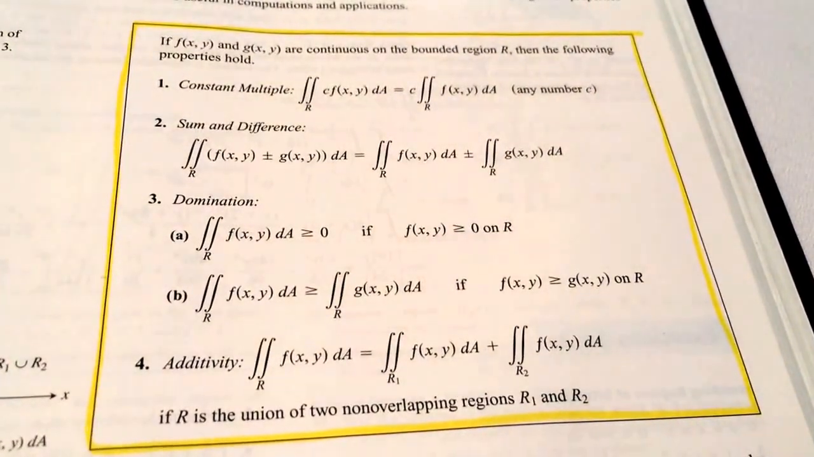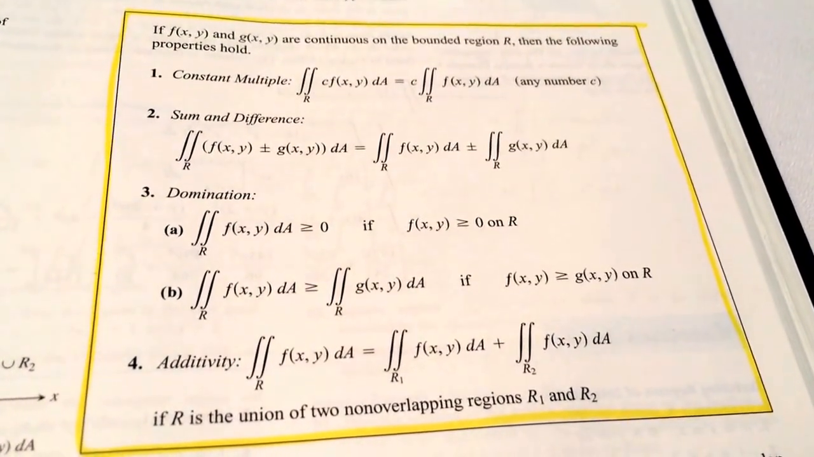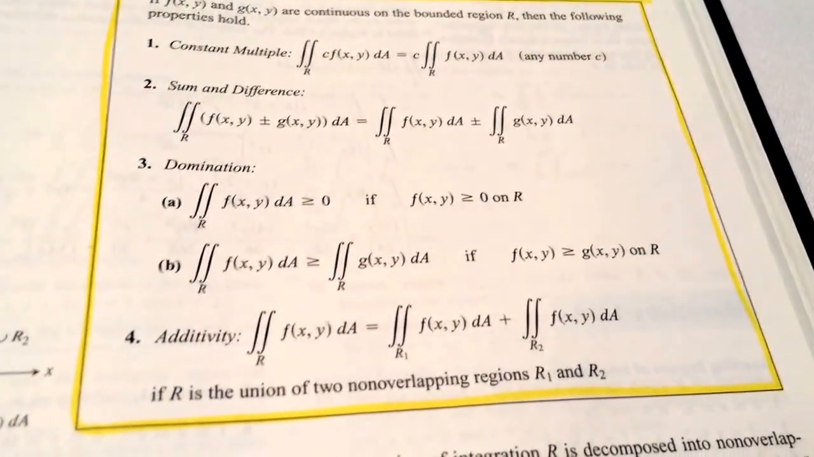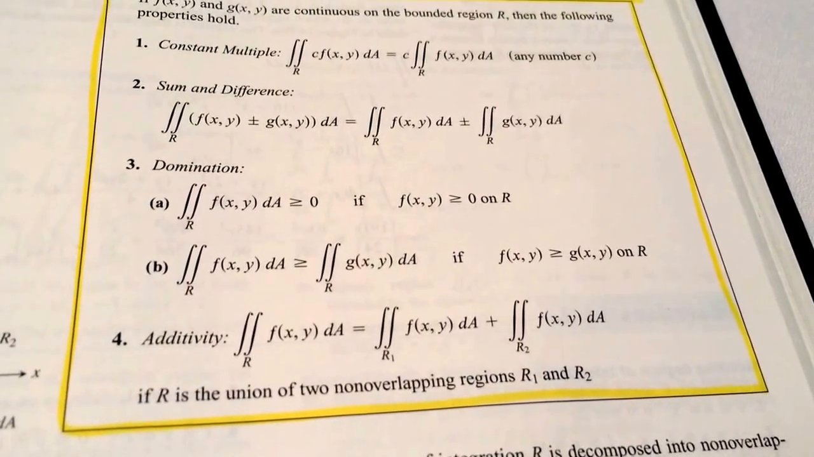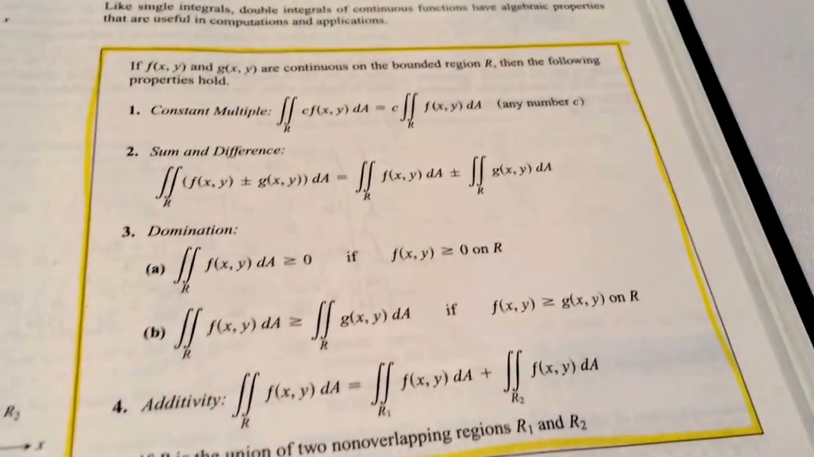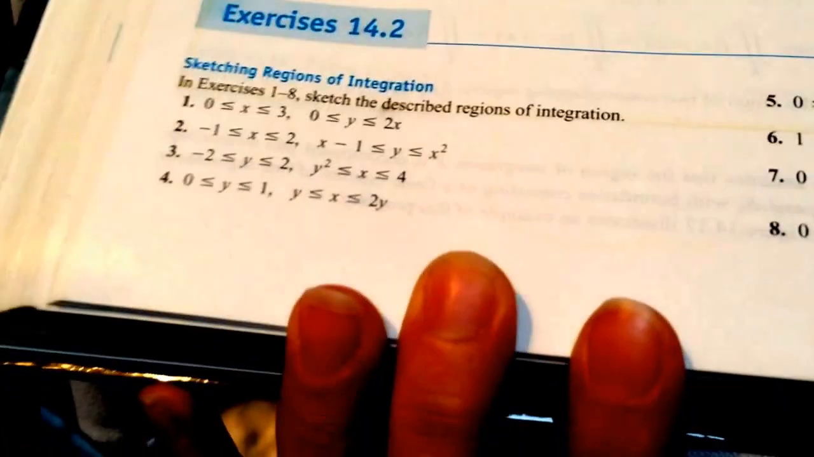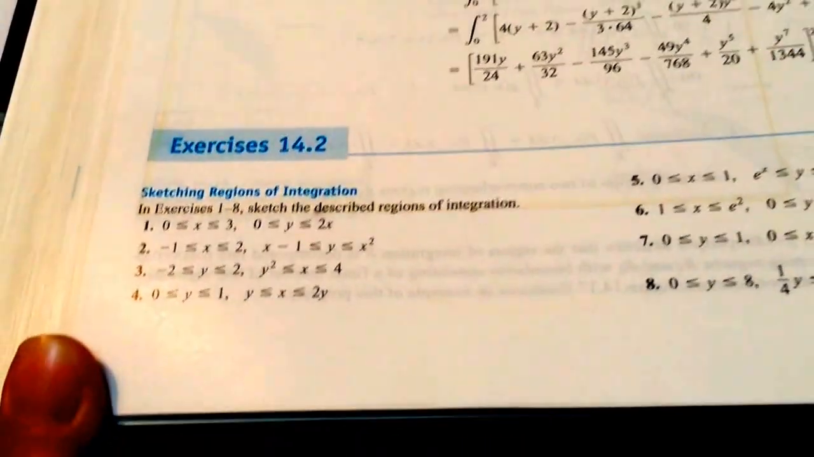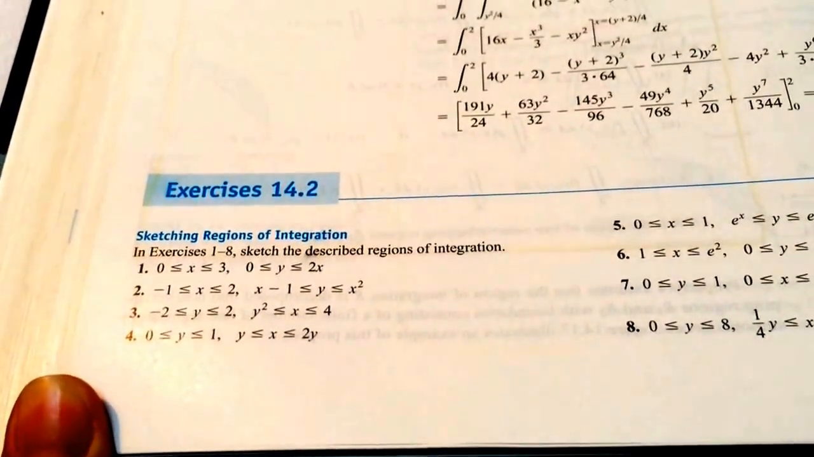Then page 773 has just some properties of integrals. This is showing you that the same kinds of things you can do with single integrals, you can do with double integrals: constant multiples, sums and differences, etc. So nothing too exciting there. Let's look at some examples though. Be careful to read the directions here, because they're all asking you to do different things. It's always changing what they're asking you to do.